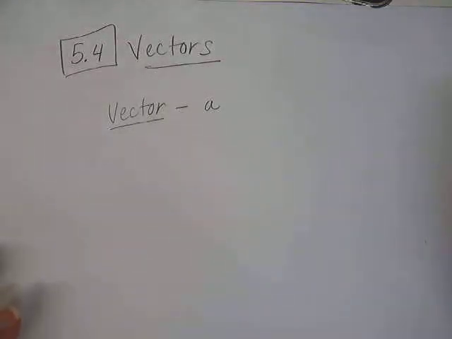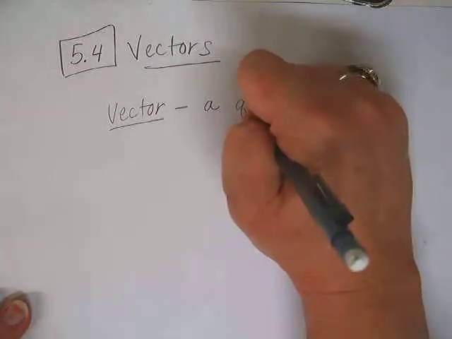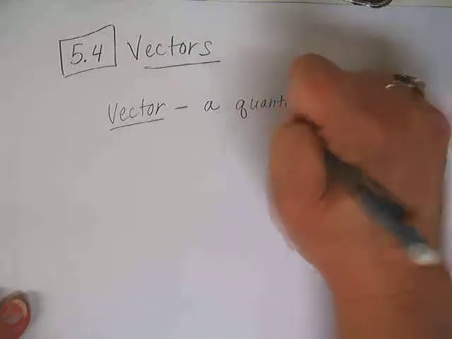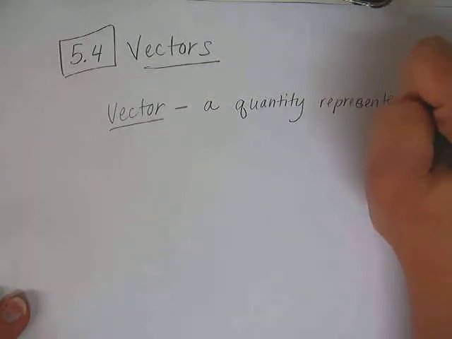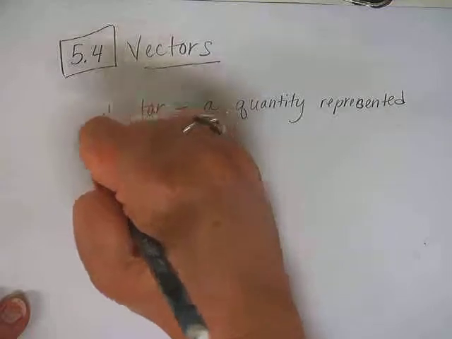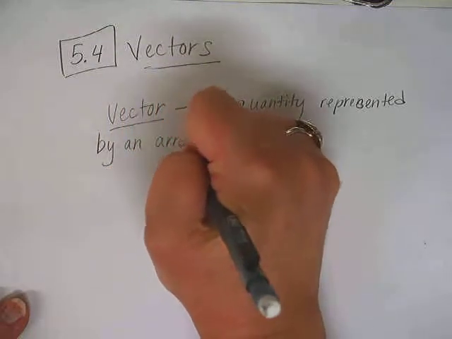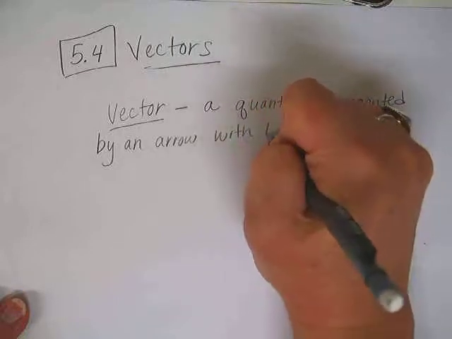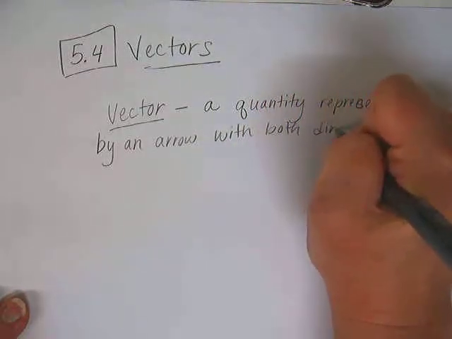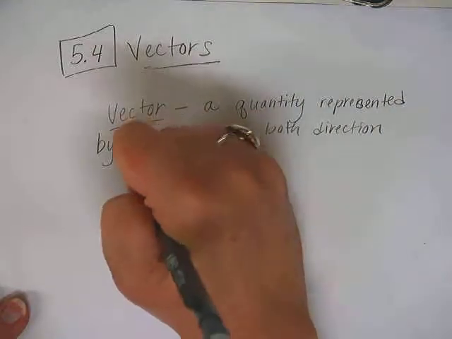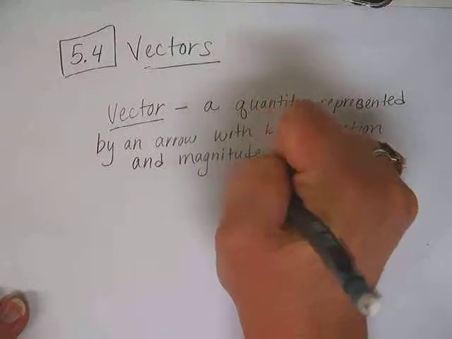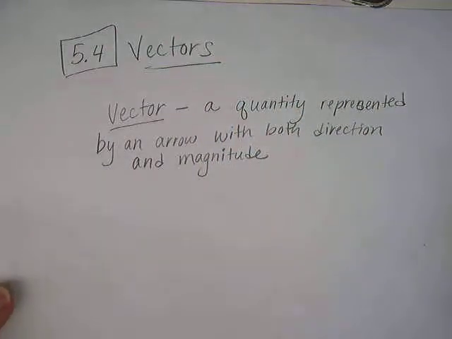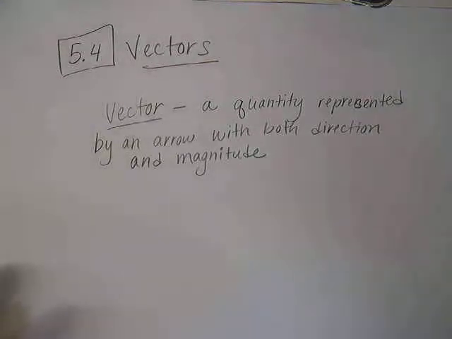So we learned from Vector that a vector is a quantity represented, I'm just going to quote him, by an arrow with both direction and magnitude. So that he is named that because he commits crimes with both direction and magnitude.